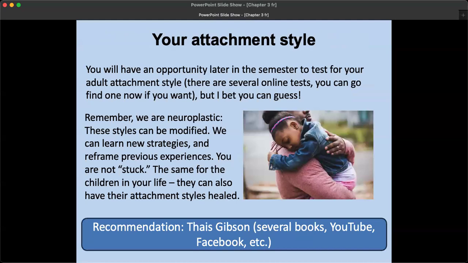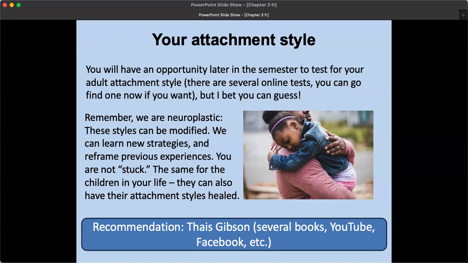You're going to have an opportunity later in this semester to test for your adult attachment style. There's lots of online tests, but we're going to use a specific one, but you can find one now if you want to do that. But I'm pretty sure that you have some sense of what attachment style you have. And I just want to point out, those are the insecure attachment styles. More than half of the population is secure, I think, so they don't show any of those dysfunctional behaviors.